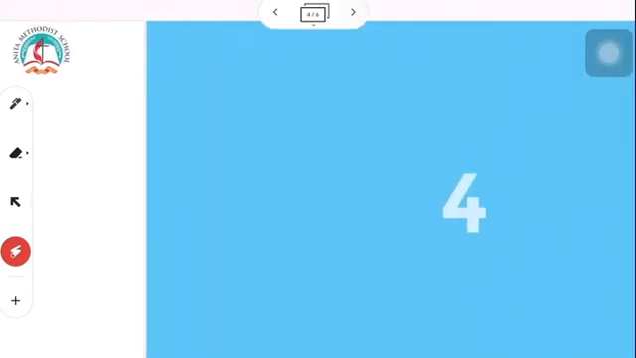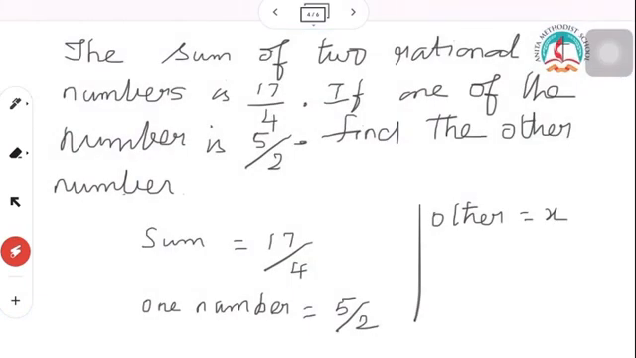Okay, the next problem, children. The sum of two rational numbers is 17 by 4. If one of the numbers is 5 by 2, find the other number. Listen very carefully, children. So, the sum is given. What is given? The sum is given. The sum is 17 by 4. One of the numbers is 5 by 2. The other number we don't know.